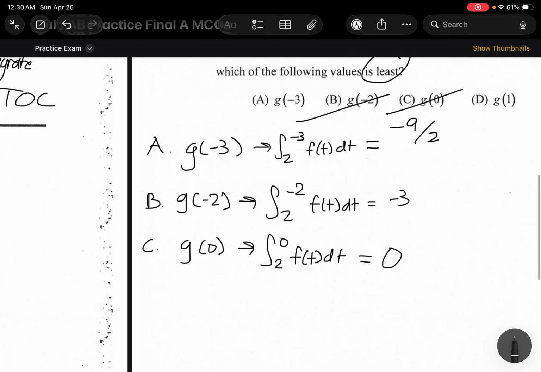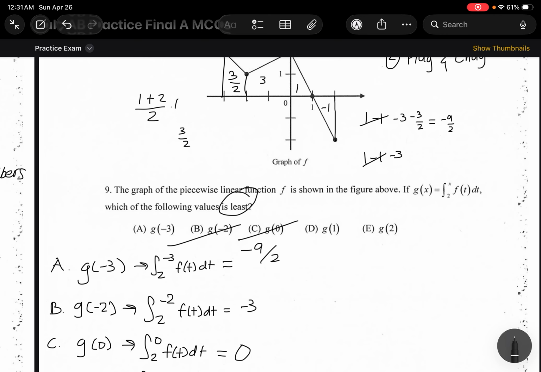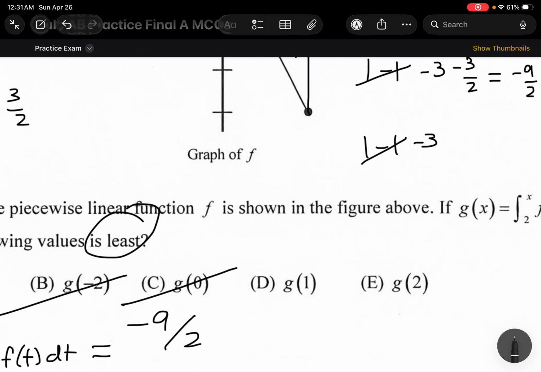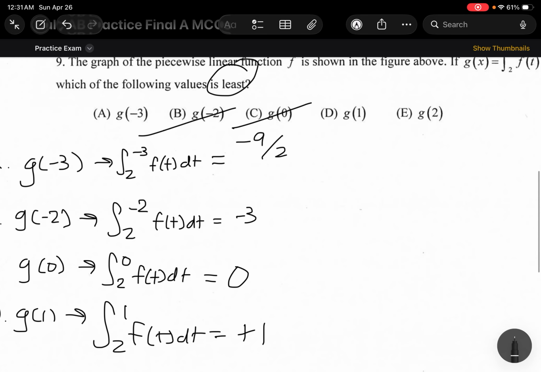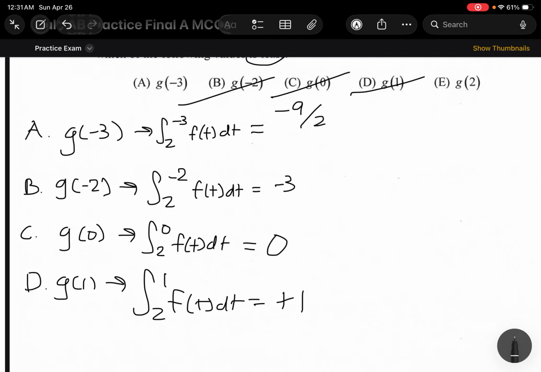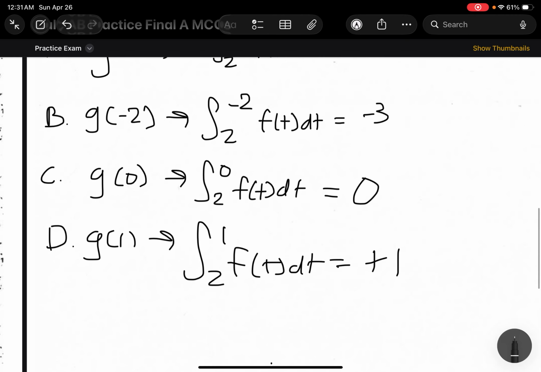D. G of 1. We're still going backwards. So our area is going to be negative. So from 2 to 1, what is our area? That's going to be +1. This is still wrong. It's not our least candidate. So E is our last candidate.